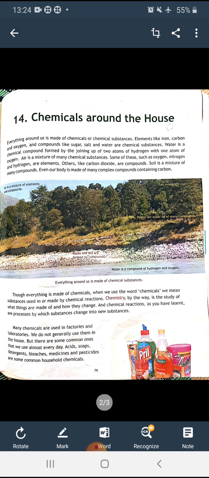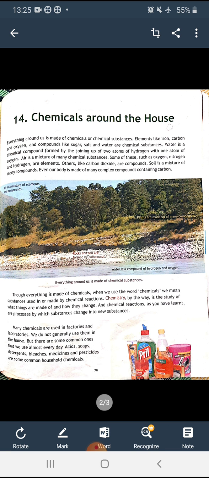We had discussed in chapter number 13 what elements are, like iron, carbon, and oxygen, and compounds like sugar, salt, and water, and chemicals and substances. A chemical compound is what forms when two or more atoms join together. For example, we have taken the example of water. Water is a chemical compound. How? Because it is formed by joining two atoms of hydrogen and one atom of oxygen.